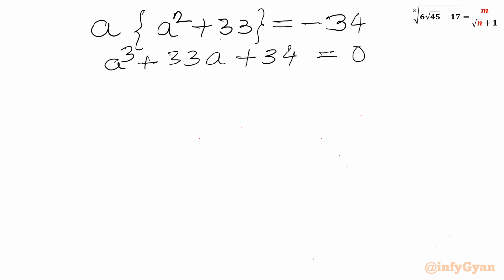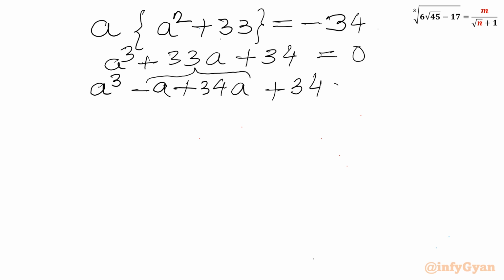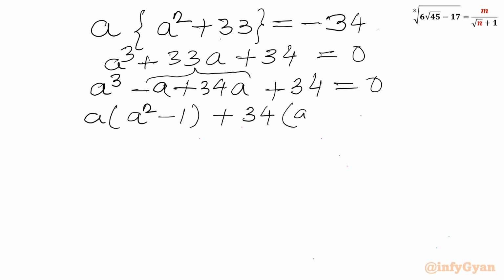I will use method of factorization. So I can write 33a as minus a plus 34a. This is a cube minus a plus 34a plus 34 equal to 0. Now from first two terms a is common. So a square minus 1 will be in the bracket. From last two 34 is common. A plus 1 will be in the bracket.